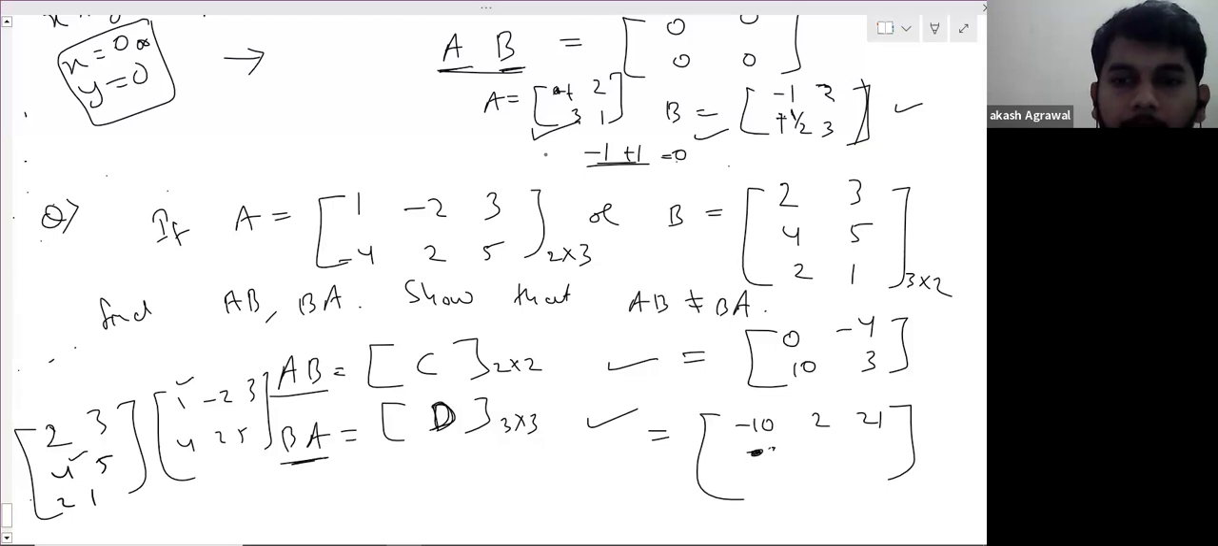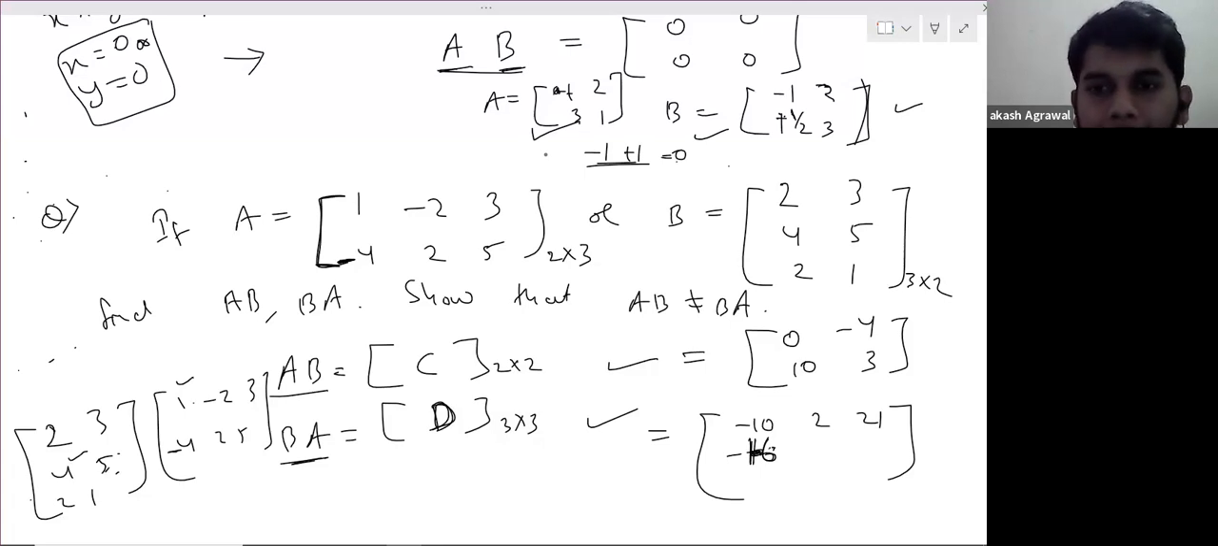Four into one, yes. Four. 5 into 4 is 20. Okay, this is minus 4, I guess. Minus 4. It is minus 4. 4 into 1 is 4. And minus 20, minus 16. All right. Minus 16. After that, 4 into minus 2 is minus 8, and 5 into 2 is 10, so this is 2.